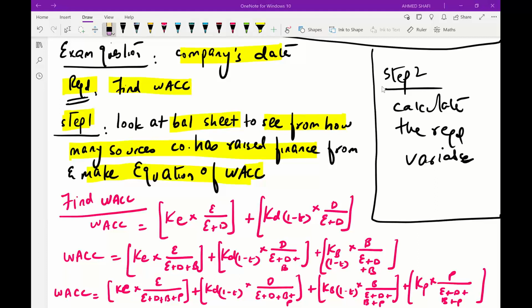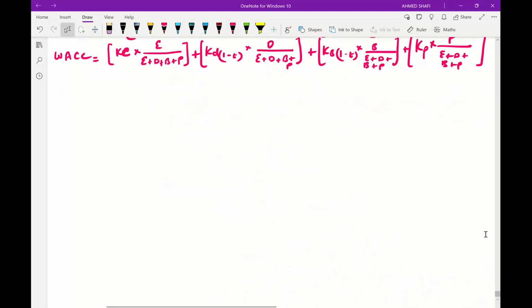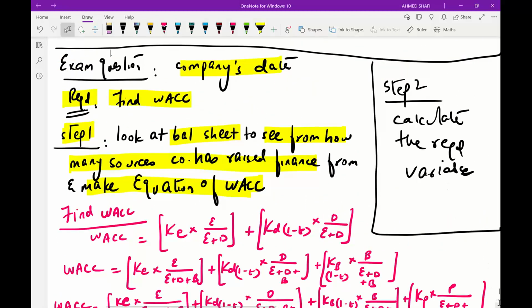So if it has raised finance from two sources, equity and debt, it must pay return to two parties, equity holders, debt holders, bear two costs, KE, KD, on their proportions, obviously. Okay. If it has raised finance from three sources, equity, debt, bank loan, you have to pay return to three parties and bear three costs. One to equity holders, KE, one to debt holders, KD, and one to bank, KB, obviously on their respective proportions. And if you have raised finance from four sources, it has to pay return to four parties, bear four costs, KE, KD, KB, KP, but all on their respective proportions. Okay. Now, once you have made the equation, the second step is calculate the desired variables.